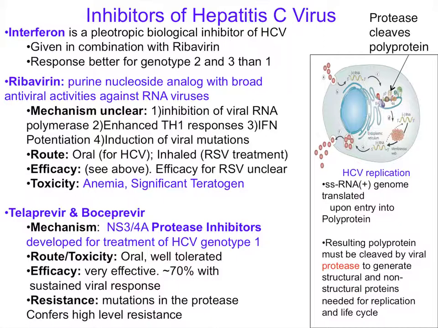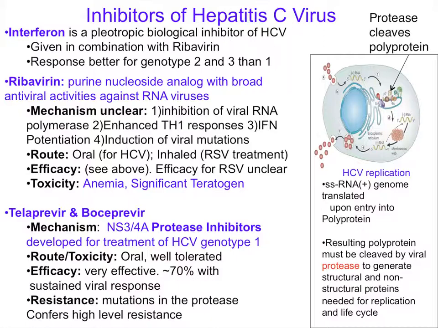Now, ribavirin is a purine nucleoside analog that has fairly broad antiviral activities against many different RNA viruses. But there's not a lot to know about ribavirin, and I say that because the mechanism of action is actually quite unclear, and some of the hypotheses are listed on the slide there. Ribavirin is given orally when you're using it in combination with pegylated interferon for hepatitis C treatment, and its primary toxicity is one of anemia.